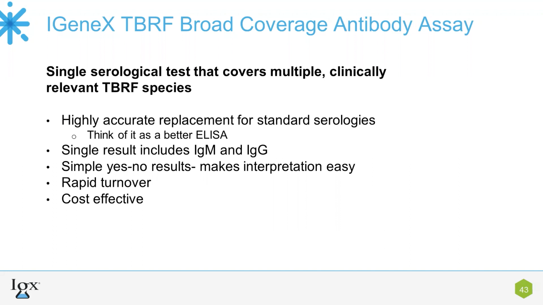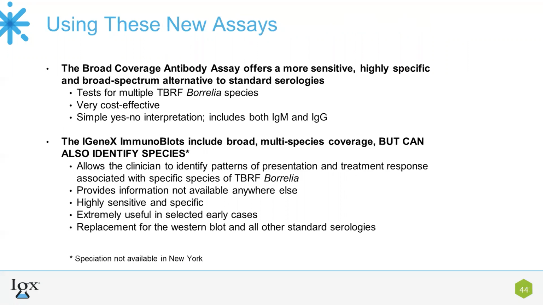And again, being a serologic test, it's a rapid turnover. And when they say cost-effective, we're talking like probably in the range of what an ELISA would cost. So people who have insurance issues and financial issues, they can't spend the money on Immunoblot. This is a cost-effective alternative in some cases. I still think the Immunoblot is what I would order if I could do it, but they're giving you an option. So when do you use these new things?